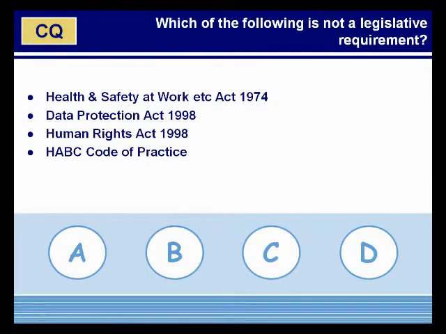Which of the following is not a legislative requirement? A, Health and Safety at Work Act 1974, B, Data Protection Act 1998, C, Human Rights Act 1998, D, HABC Code of Practice. Is it A, B, C or D, which is not a legislative requirement? And the answer is D.